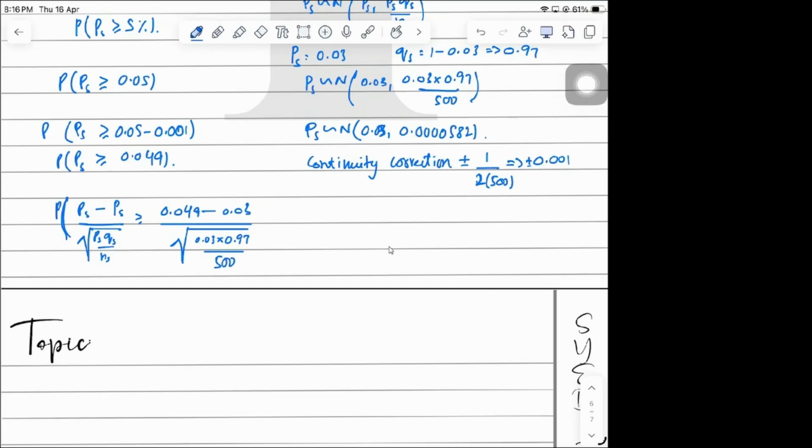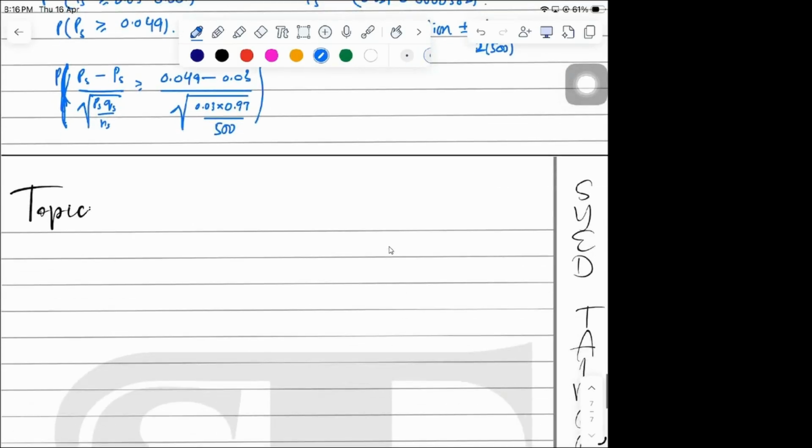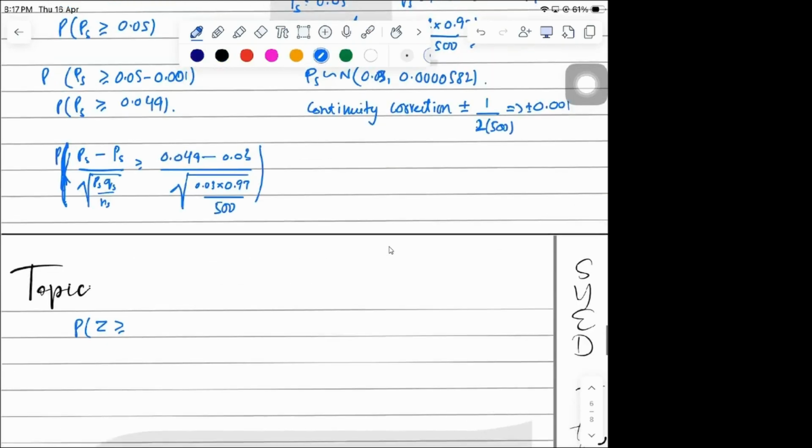But we already calculated this. Yeah, I know that. Just put it into the calculator. The top is 0.019. Can you scroll up a bit? It's 3.26.